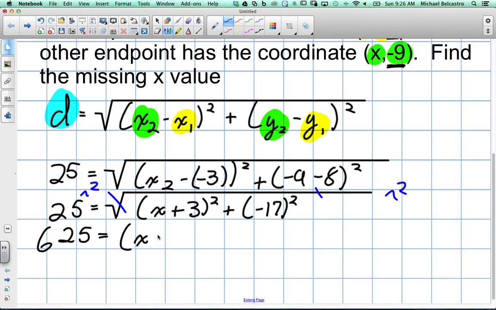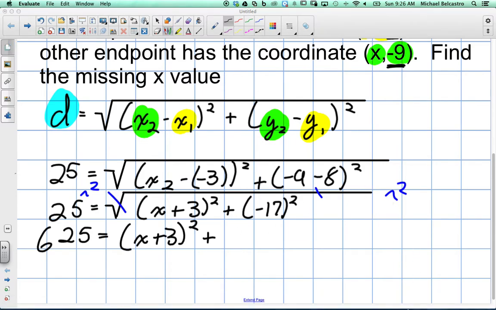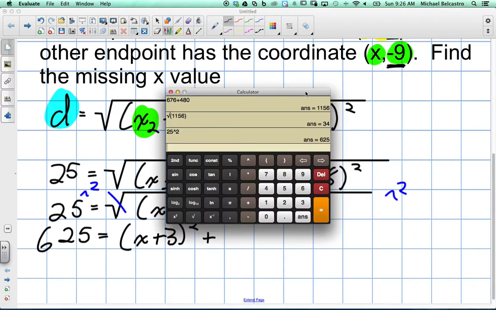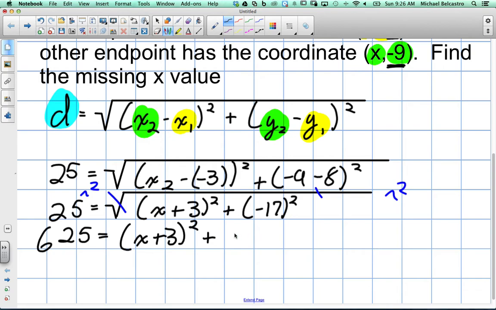So we have x plus 3 squared plus, and we need to figure out what -17 squared is. Well, we already know that a negative times a negative is going to be a positive. So I can really just write 17 squared, and it's identical to -17 squared. We get 289. So plus 289.